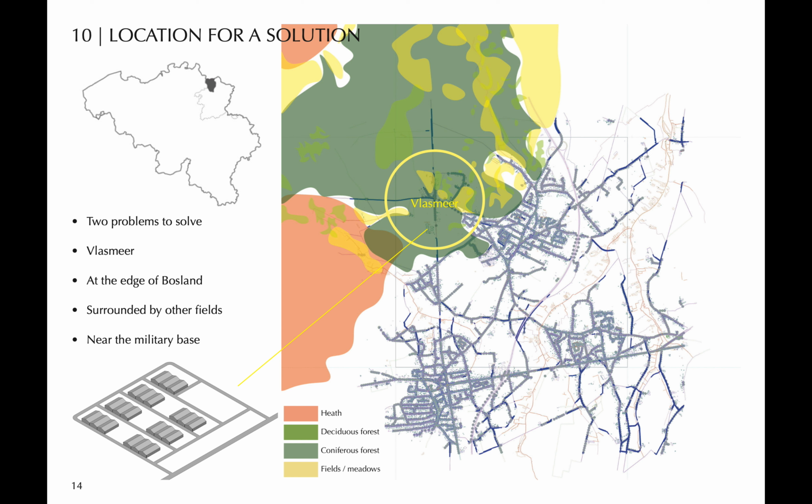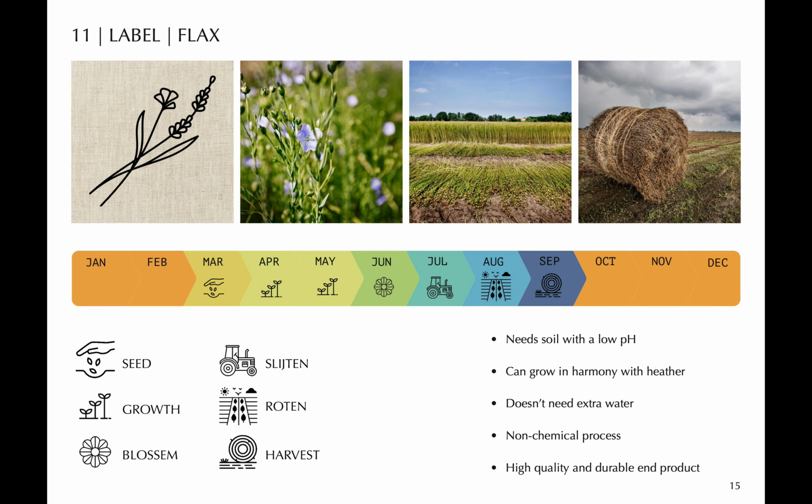Since my pixel is part of Bosland, it also seemed logical to get started in this area. On the edge of Bosland is a part of Exel, the Vlasmeer, named after the former flax that was grown here. There's also a military base that can be converted into a textile processing company.